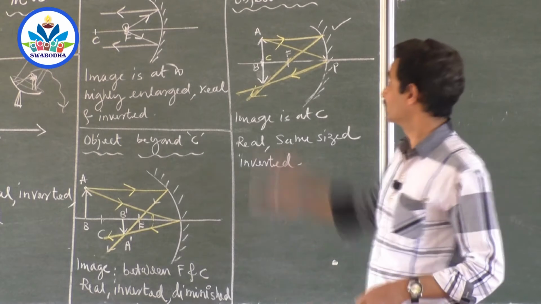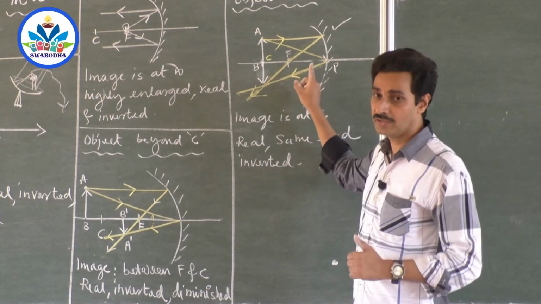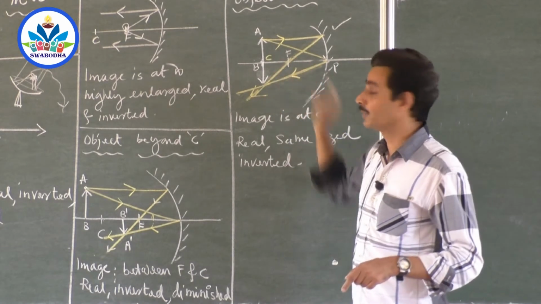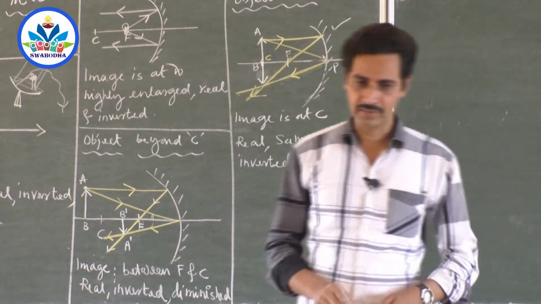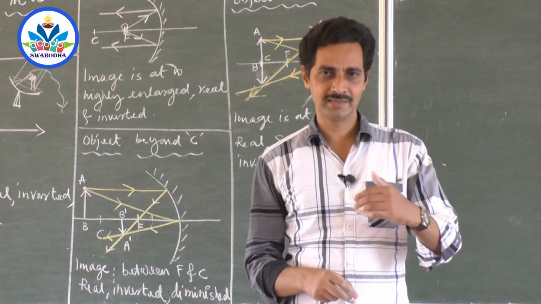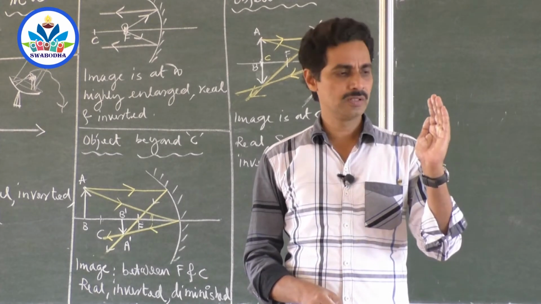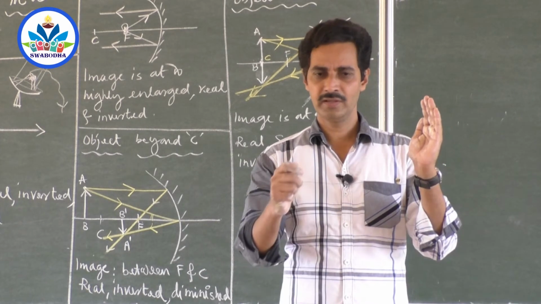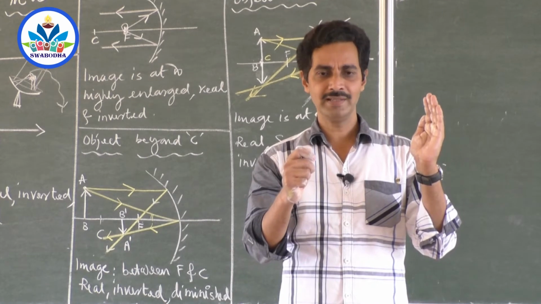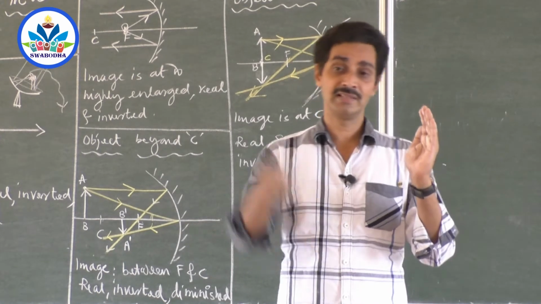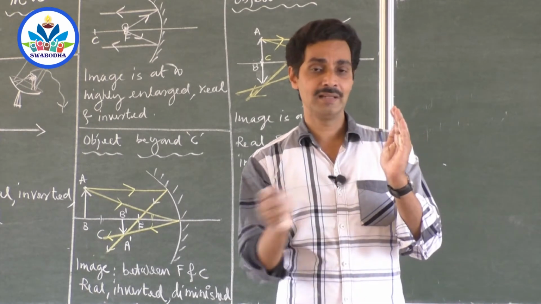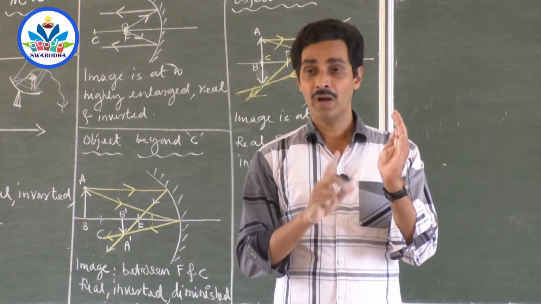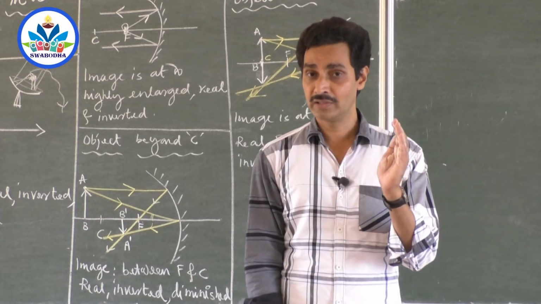If a real image of the same size is produced, then it is by the concave mirror, and especially when the object is kept at the center. So this you have to remember always. For example, the problem is asked like this theoretically. A boy holds a concave mirror in front of a candle flame, and he finds that the image of the candle flame is formed at the same place, inverted, of the same size. And the distance between the flame and the mirror is 20 centimeters. What is the focal length of the concave mirror?